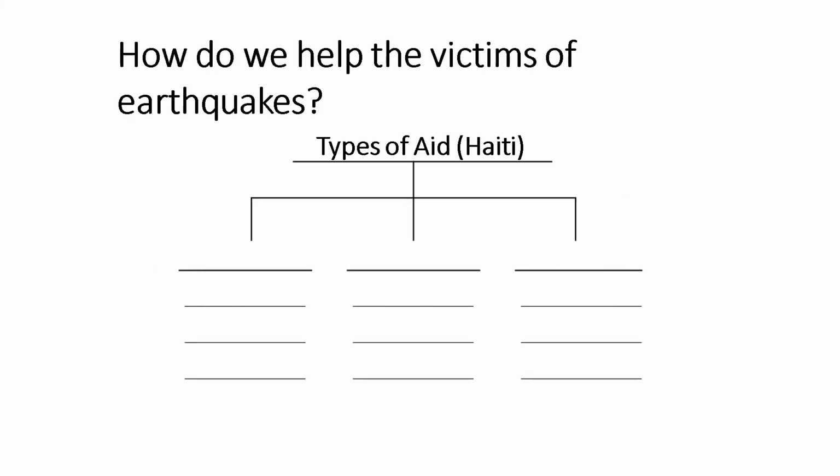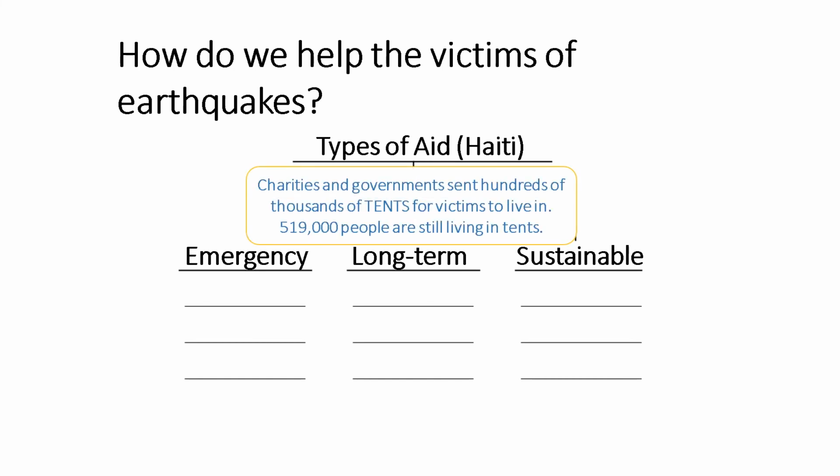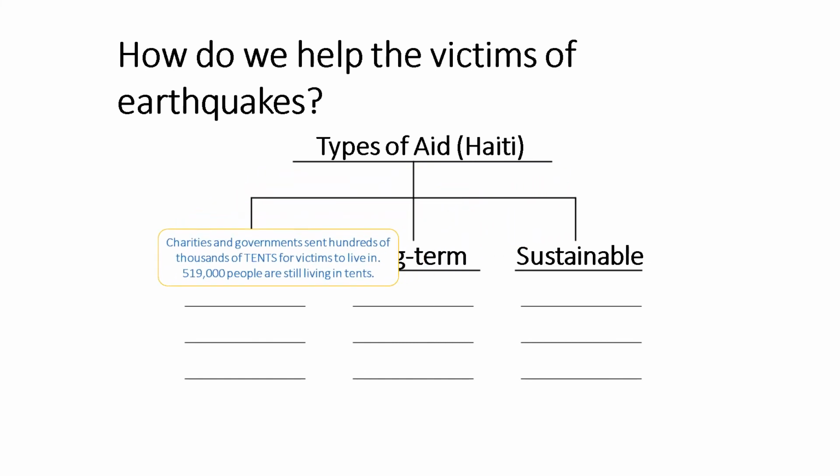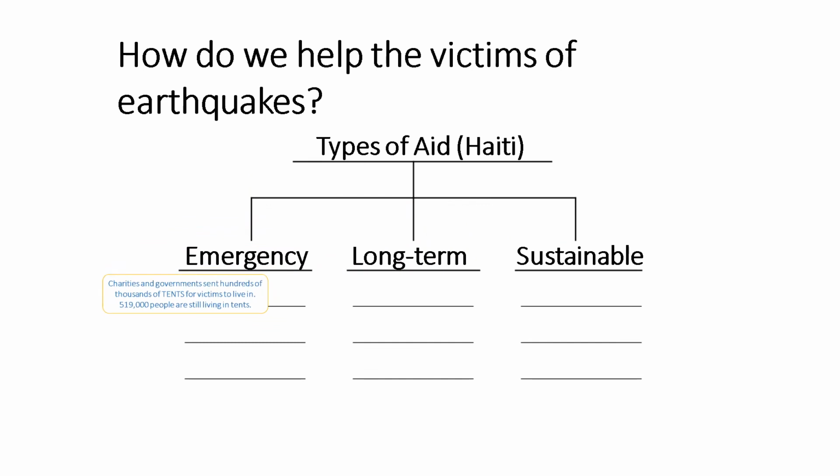So let's think about how we help the victims of earthquakes. We've got emergency, long-term and sustainable aid. Now I've given you a PDF file that has different types of aid, and let's look at this example here. Charities and governments sent hundreds of thousands of tents for victims to live in, and just as an update, 519,000 people are still living in tents. So that initially would go under emergency aid.